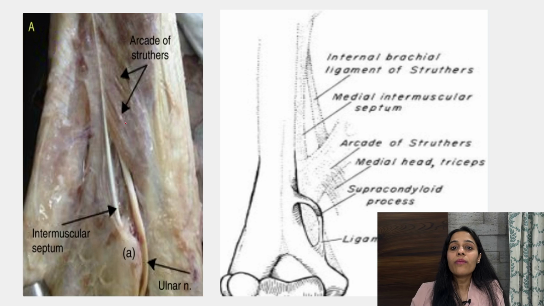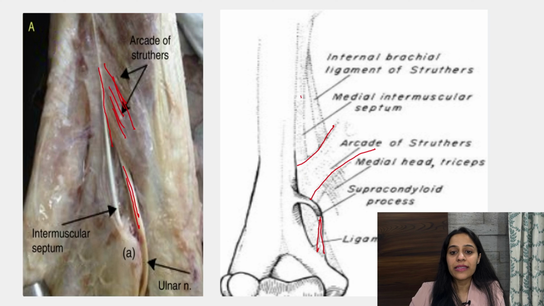Okay, so it is formed by the aponeurotic system of the medial head of the triceps, which gets inserted into the intermuscular septum. So again in this picture, this is the arcade of Struthers which you can see. It is getting inserted into the intermuscular septum, and this is the ulnar nerve which is seen passing underneath the arcade of Struthers. Again this photo, this is ligament of Struthers, whereas this is arcade of Struthers.